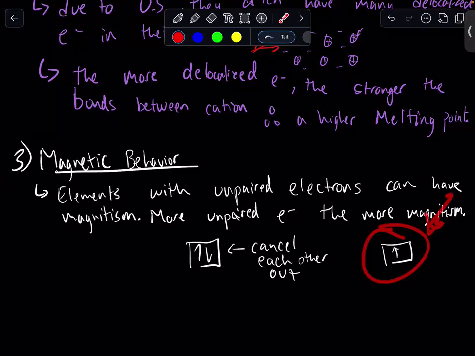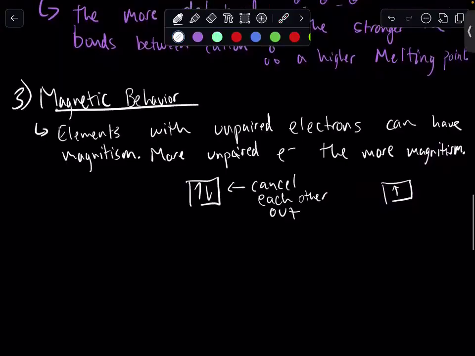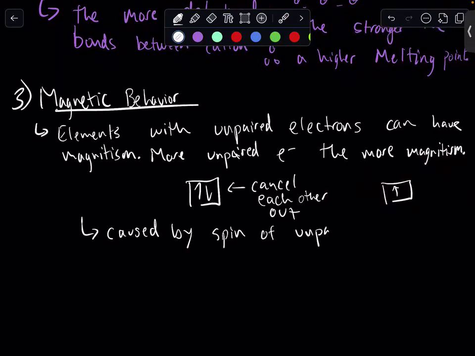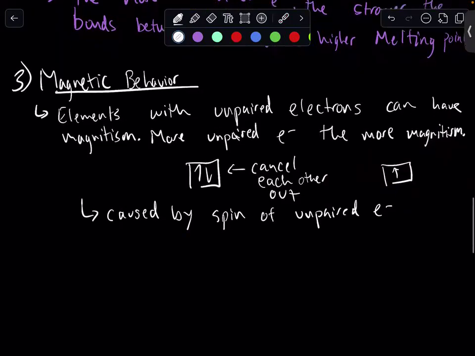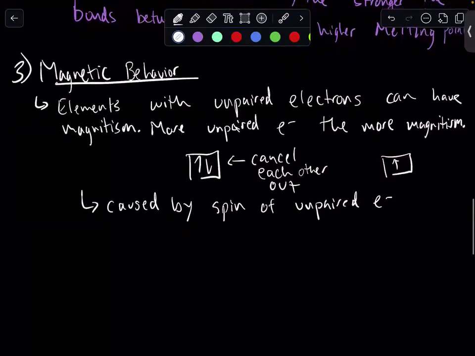And if you have a little bit of physics background, it starts to make a little more sense. But the more unpaired electrons you have, the stronger that field can be. And between atoms, these fields can line up, creating an overall magnetic field throughout the metal. So basically, the big thing to know is this is caused by spin of unpaired electrons. This is about all you need to know in terms of magnetic behavior for the DP curriculum.